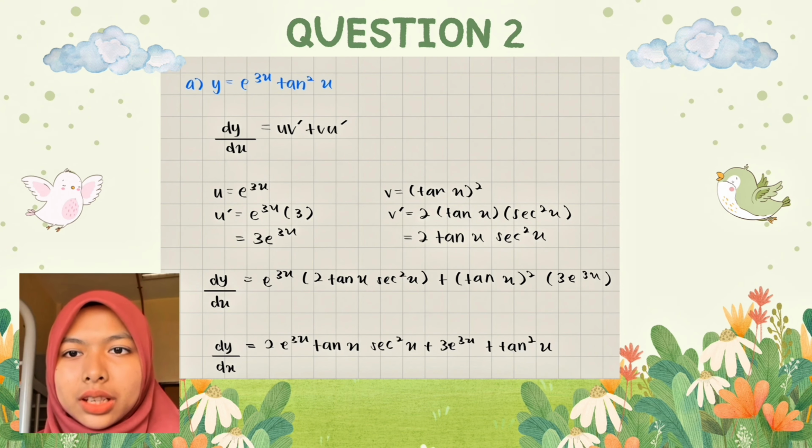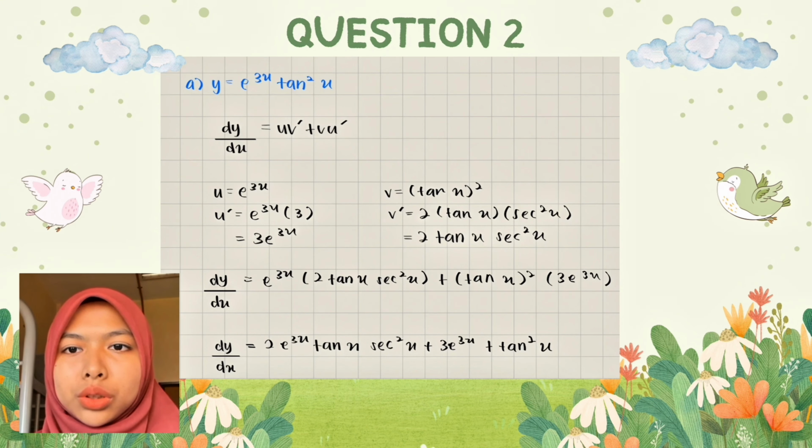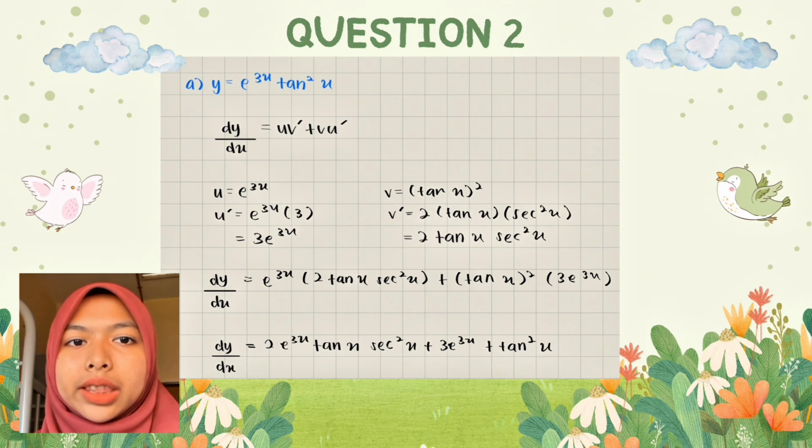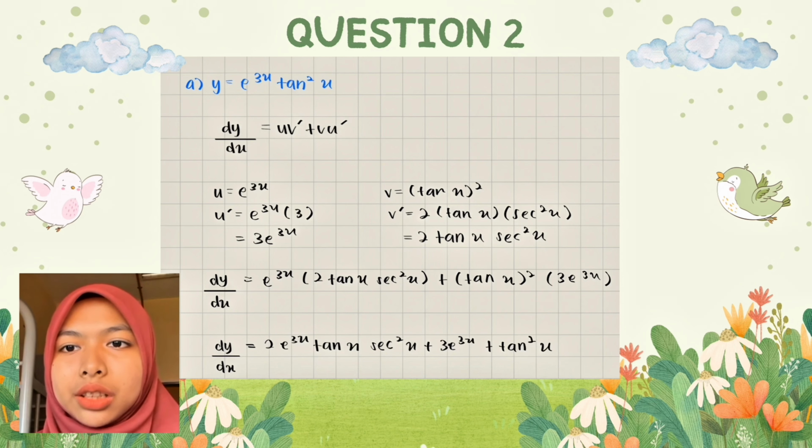Okay, first let us look at question 2a, which is y equals e to the power of 3x tangent squared x. For this question, we need to use the product rule. So, first e to the power of 3x is u and tangent squared x is v. Then, we need to differentiate each of them. For u prime, we copy e to the power of 3x, then differentiate the power. Then we get 3. The u prime will be 3 e to the power of 3x.